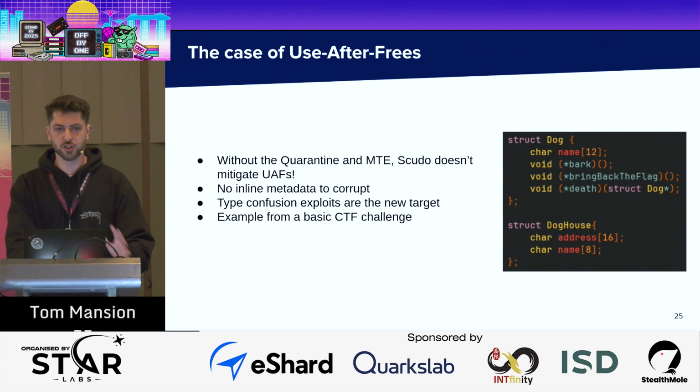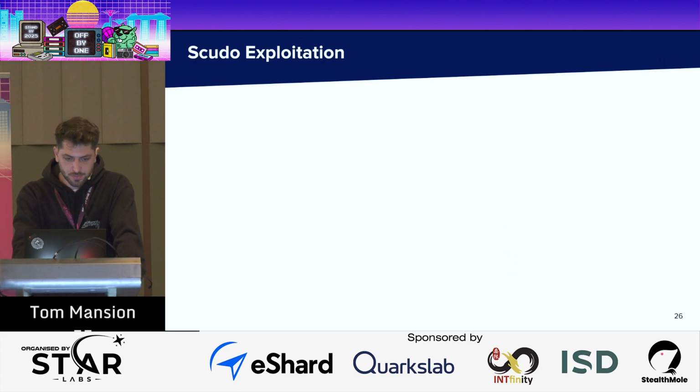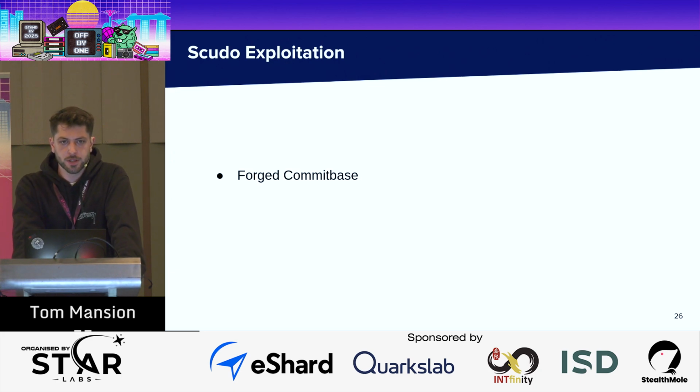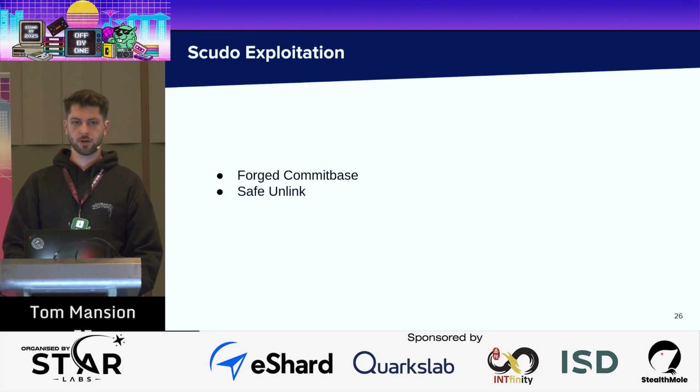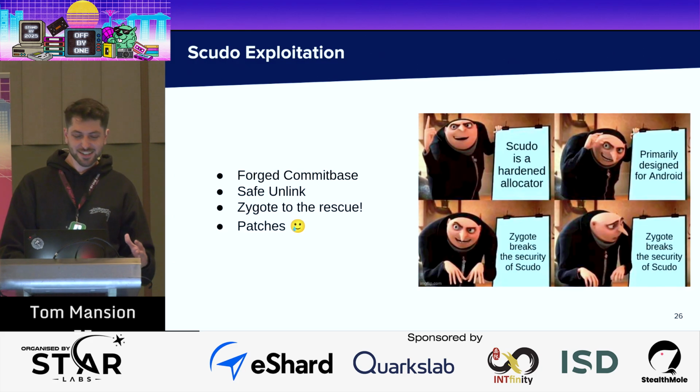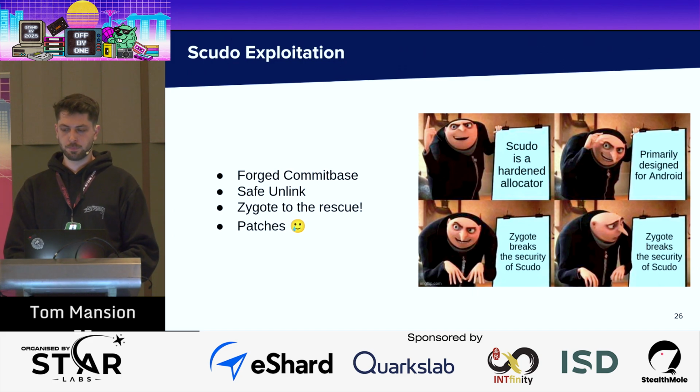Anyways, now for actually exploiting the allocator. In this section, we'll talk about two exploitation techniques that have been published recently, forged commit base and safe unlink. But first, we have to talk a bit about Zygote on Android and how it kind of breaks the security of Scudo. Finally, we'll talk about the patch to the second technique, but don't be discouraged because we'll also talk about what we can still do after the patch.